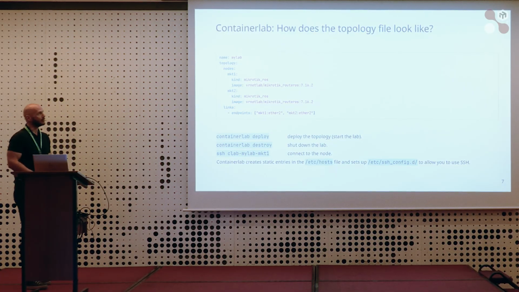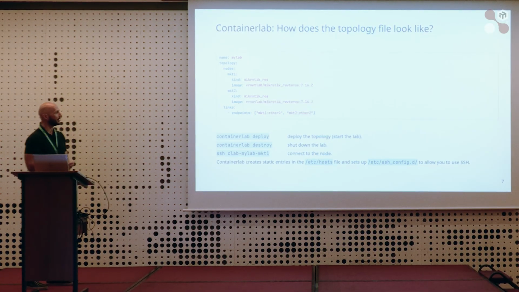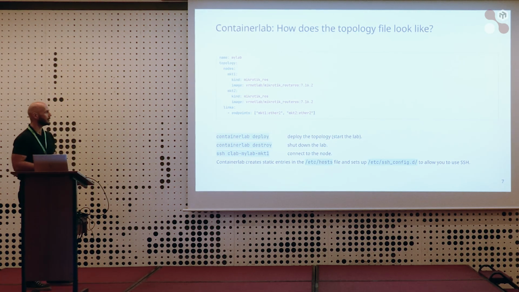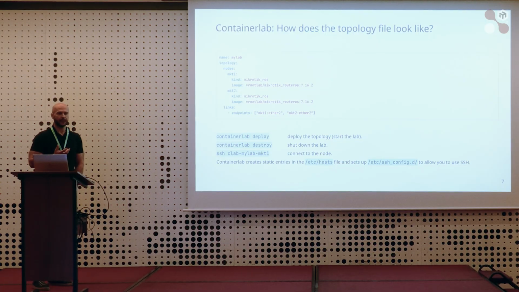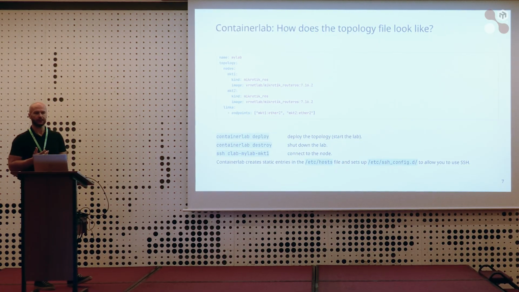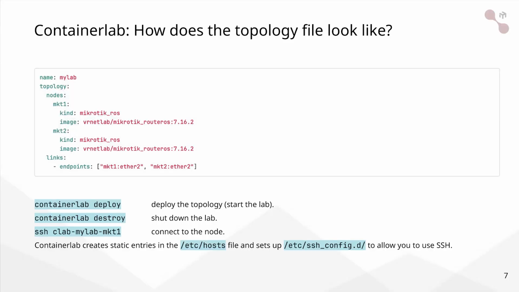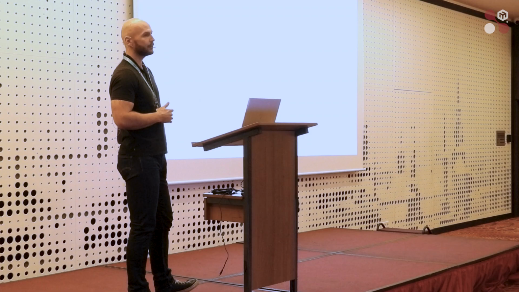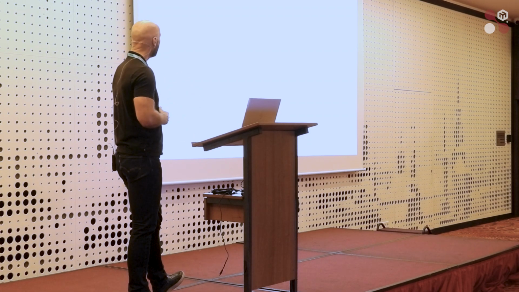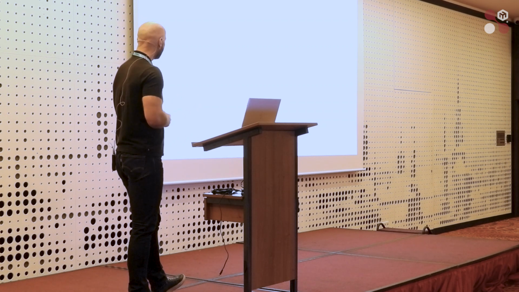So you can imagine what the topology file looks like. It's a very easy setup with just two nodes and one link between them. With kind, you only say what kind of operating system is running there. So for Mikrotik RouterOS, it's Mikrotik ROS. If you had, I don't know, Cisco, there would be Cisco IOL, for example. Then you specify the image that should be run inside. And then you define what interfaces you connect and how we connect them.